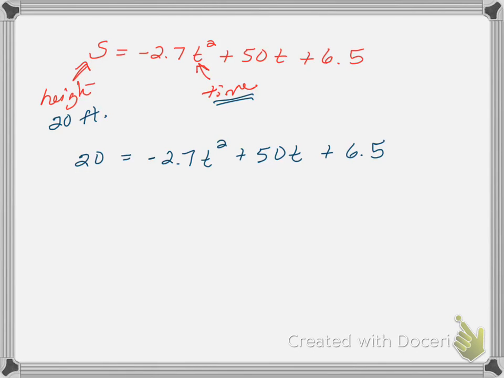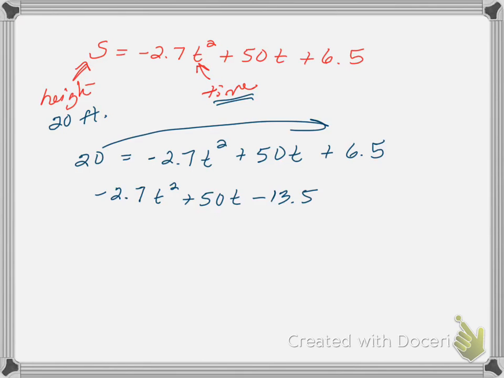Similar to the last problem, we're going to shift our constant over. So we have negative 2.7 t squared plus 50t, and then we take our 6.5 and subtract the 20, and we come up with negative 13.5. So there's our quadratic. A is negative 2.7, B is 50, C is negative 13.5. So you just plug that into the quadratic formula.